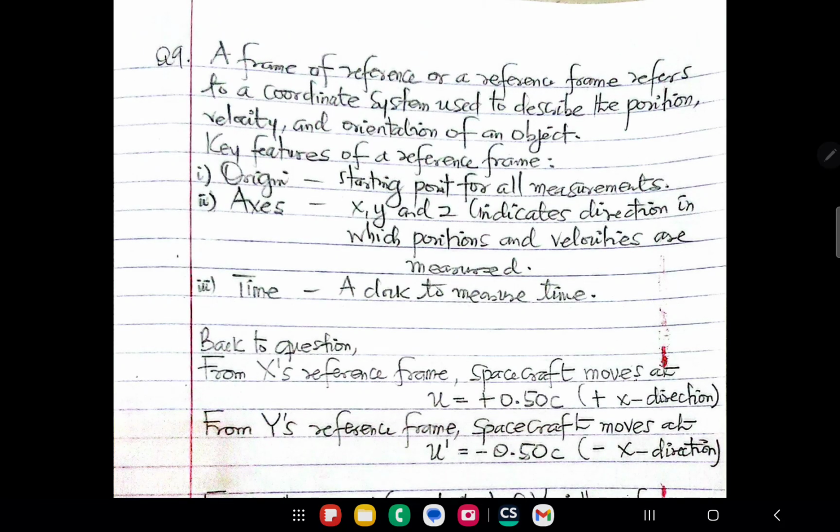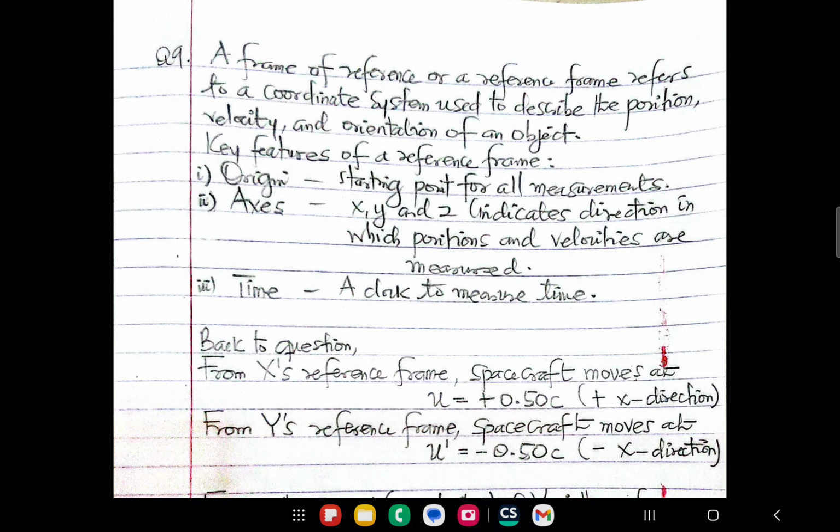The first thing you have to know is what a frame of reference or a reference frame is. A reference frame and a frame of reference mean the same thing. It refers to a coordinate system used to describe the position, the velocity, and orientation of an object. Three key features of a reference frame are origin, axes, and time. Origin refers to the starting point from which all measurements are taken. If we are taking a measurement, we have to start from a certain point, and we call that point our origin.